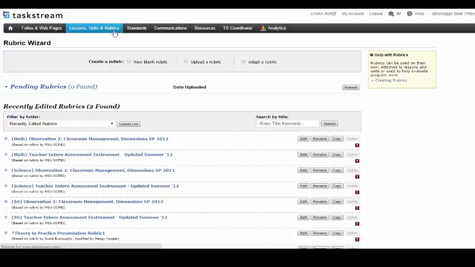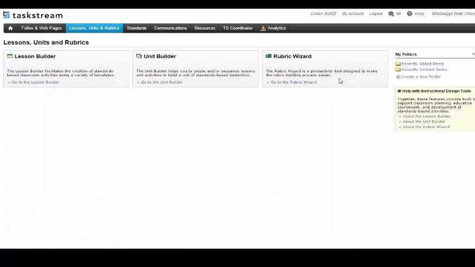So if you go to lesson plans, units, and rubrics, that's what the rubric wizard is. Really, that's worth the money. So you don't have to build any more rubrics through Microsoft Word. And if you built rubrics through Microsoft Word, you saw how you have to edit the tables and edit the timelines. It becomes just a big ordeal.